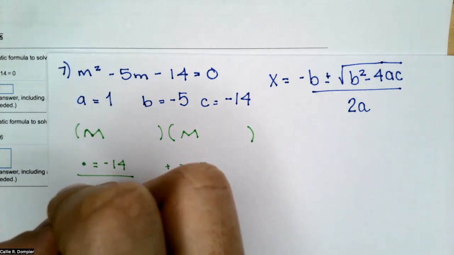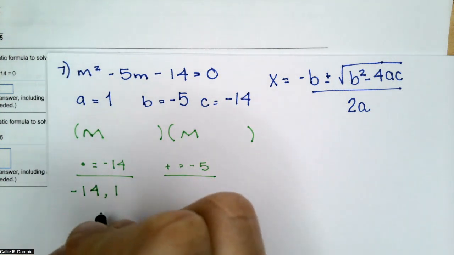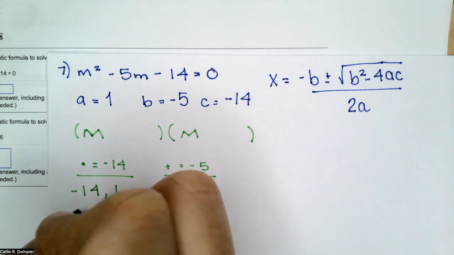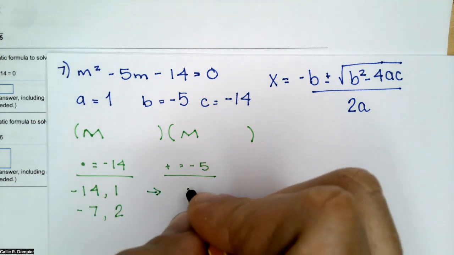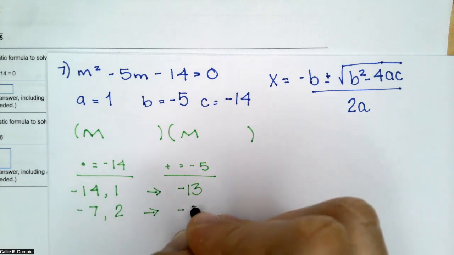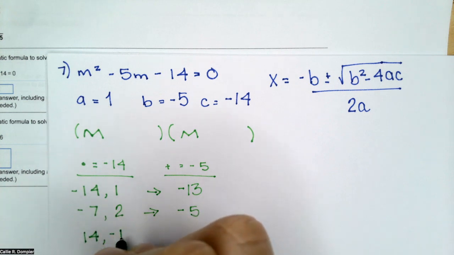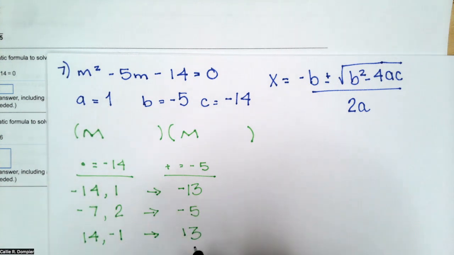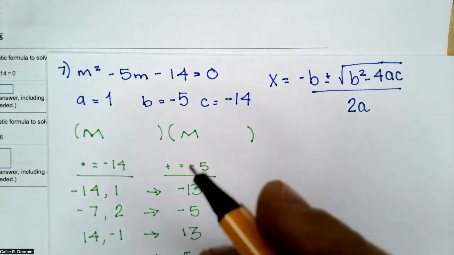So it could be negative 14, positive 1. When you multiply those, you get negative 14. You could also go 2 and negative 7. I think those are all the factors, right? If you add negative 14 plus 1, you get negative 13. Negative 7 plus 2, you get a negative 5. The reason I made the bigger numbers the negatives is because otherwise it's going to give you a positive number, and you want a negative. So positive 7, negative 2 would give you a positive 5. So the one that adds up to a negative 5 is negative 7, positive 2.